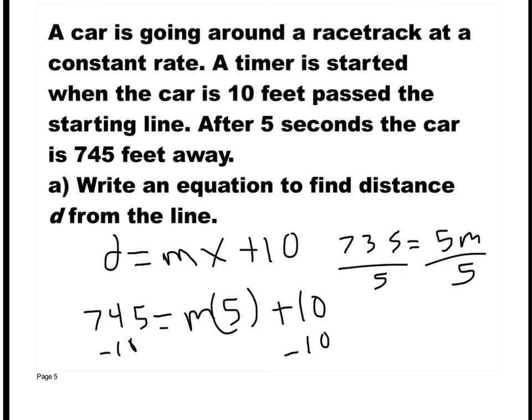What is 735 divided by 5? Does anyone know? I got 735 divided by 5, I've got 144. Is that right? I don't know, these calculators have to work in. Yeah, it's 147. I was off. So that's my speed. It's 147.